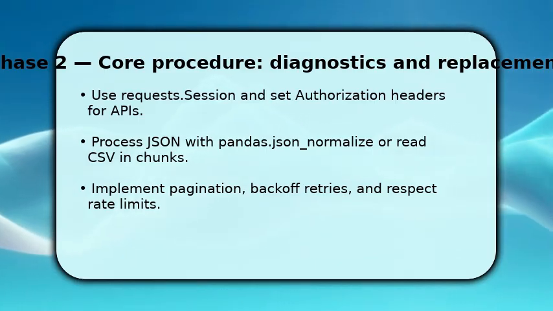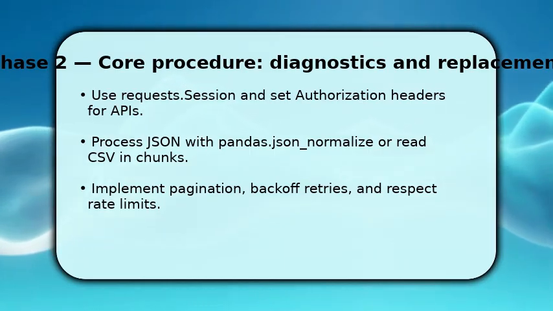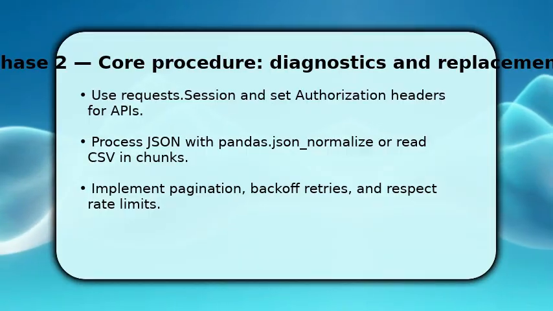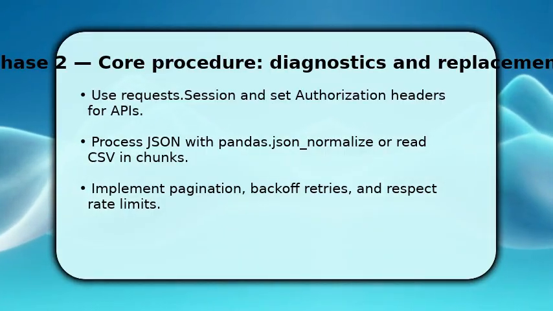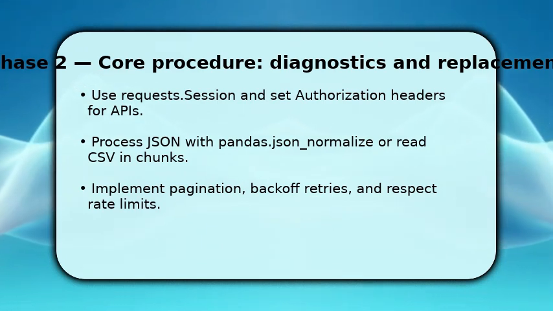When endpoints paginate, loop with page tokens and implement exponential backoff for 429 or 500 responses. Make sure to parse dates and types during import, so downstream analysis stays consistent and efficient.